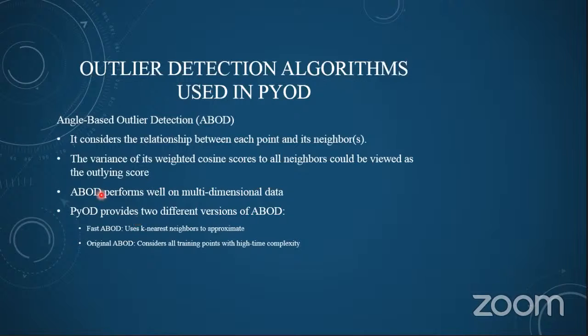So the benefit of this ABOD is that it can be performed over multidimensional data. Then there are two types of ABODs available: the fast ABOD as well as the original ABOD. In the fast ABOD, the k nearest neighbor approach is used. So suppose our data point has 5 data points in a cluster close to it, then we set some k value, and based on that, we take the scores for outlier detection. And the original ABOD takes all the data points, so it is more complex than the fast ABOD.